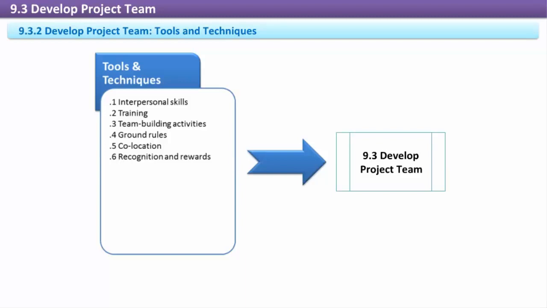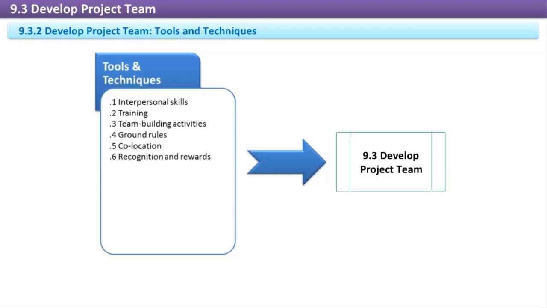Training. Training activities improve the competencies of project team members, and can involve formalized or informal training in areas such as technical skills and general management skills. Team building activities. These activities improve the cohesiveness and commitment of a team and help build trust and respect between team members. Team building activities can involve a mix of formal and informal methods.